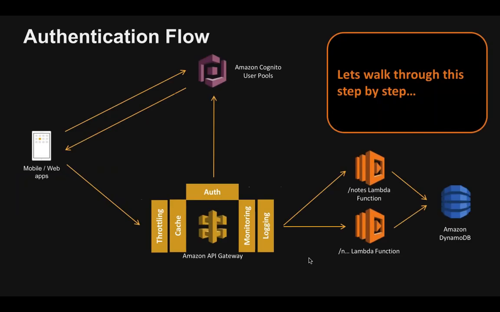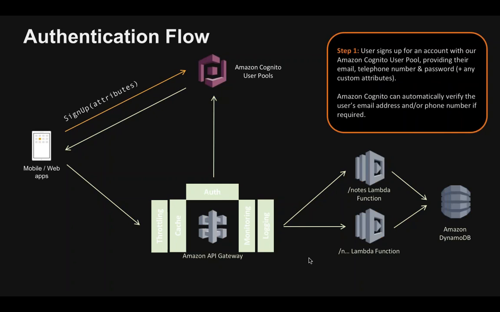So let's take a look at that authentication flow in a little bit more detail for user pools. The first step that will happen is a sign up occurs. A user signs up for an account with Amazon Cognito User Pools. It's not branded, but you can make it branded to your particular application. In this scenario, the sign up process will ask for an email, telephone number, and password, in addition to any custom attributes that we've set up.